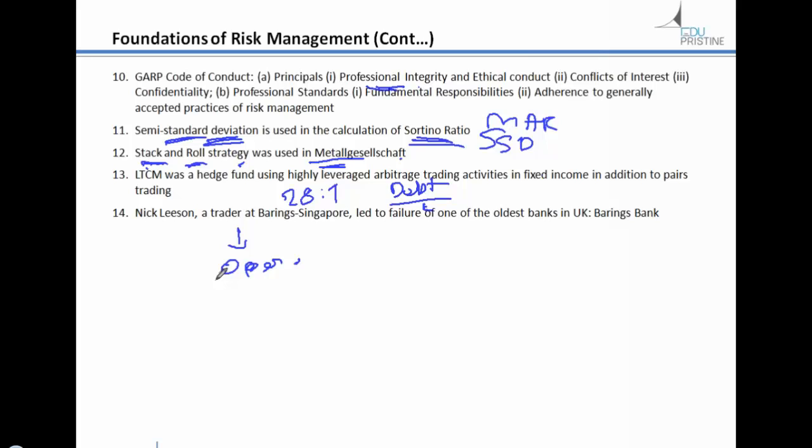So these are some of the very important points you need to remember from the foundations of risk management module. If you keep these points and if you are very clear on these concepts, you can score very well in your foundations module.